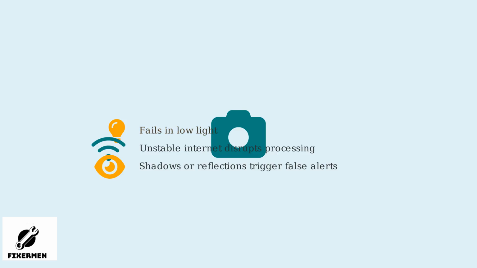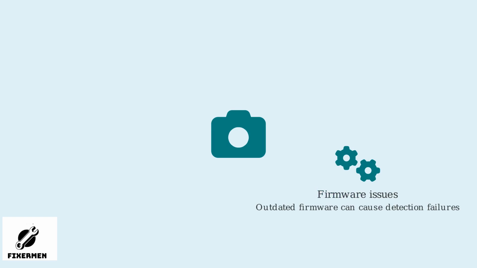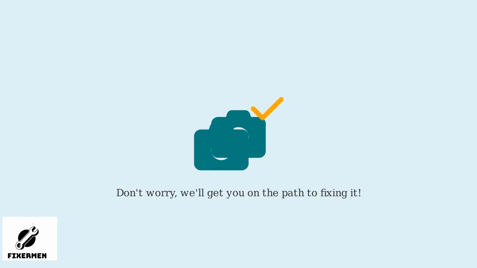It can struggle in low light conditions, where sensors can't clearly distinguish motion. Unstable internet can interrupt the AI processing, and shadows or reflections might trigger false alerts. Don't forget about firmware issues. Outdated or buggy firmware updates can interfere with the camera's event recording capabilities. These are the main reasons your Nest Cam might miss events, but don't worry, we'll get you on the path to fixing it. Let's start with the easy stuff.